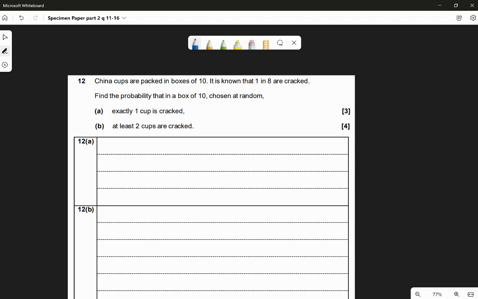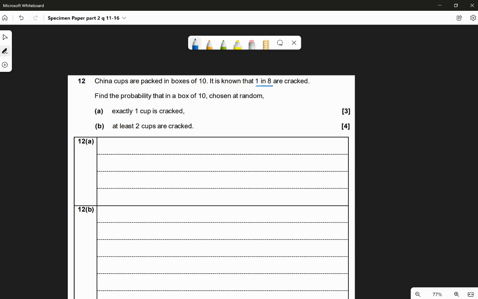So this is a classic binomial distribution question where you have a certain constant probability of success being finding a cracked cup. I know that sounds bizarre, surely that's a failure, but we're talking about binomial distribution where you have a chance of success remaining constant, and you can define the success as whatever it is. I like finding cracked cups, so there we go. That's my chance of success, 1 in 8.